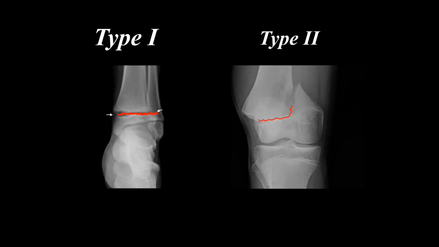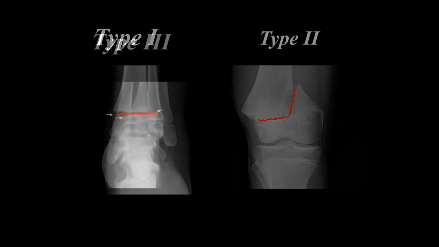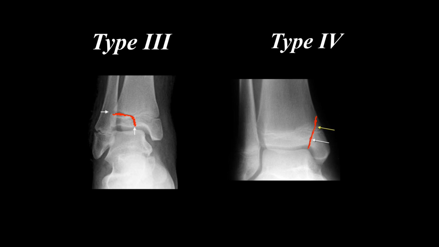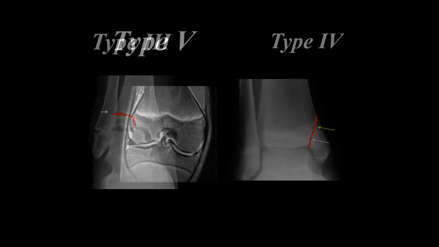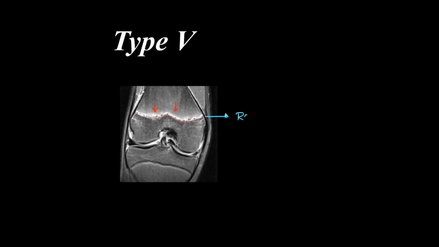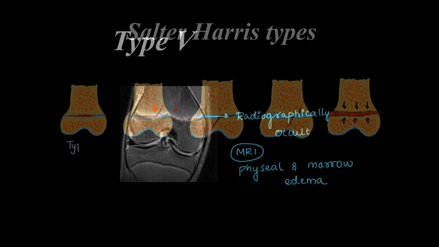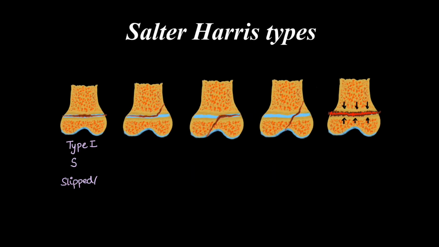See these fractures on X-ray. This is type 1 involving only the physeal plate. Type 2 extending from the physeal plate above to the metaphysis. Type 3 extending lower to the epiphysis. Type 4 extending to the epiphysis and metaphysis. Type 5, which is a crush injury type, can be radiographically occult and is seen on MRI as physeal and marrow edema. Let's revise the common types, then we'll go to the rare types.